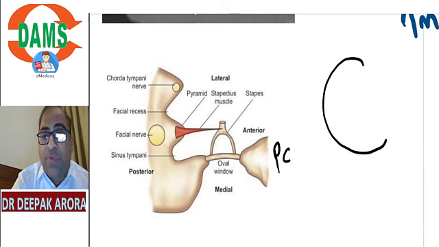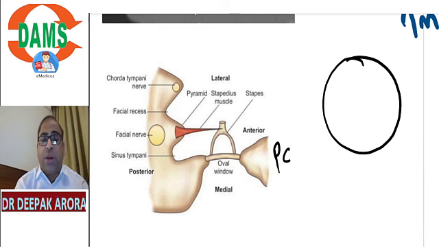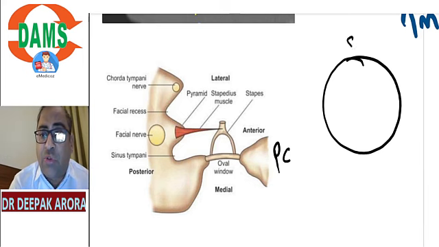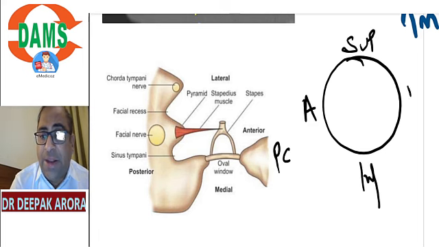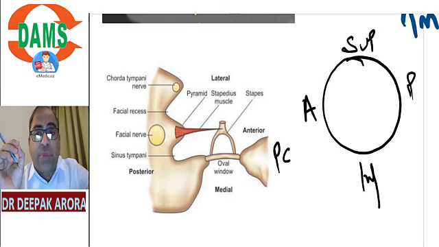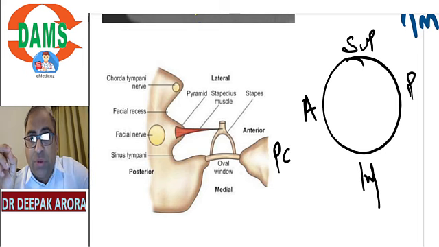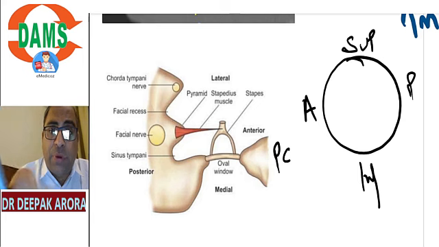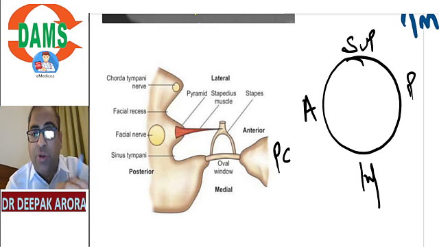If I draw a simplified line diagram, this is my promontory. This is what I'm seeing from above. This is my superior inferior section. Superior, inferior. This is anterior. This is posterior. So just remember this point. Okay, on the promontory, Dr. Divya, I'm coming to your query in the next 1 minute.